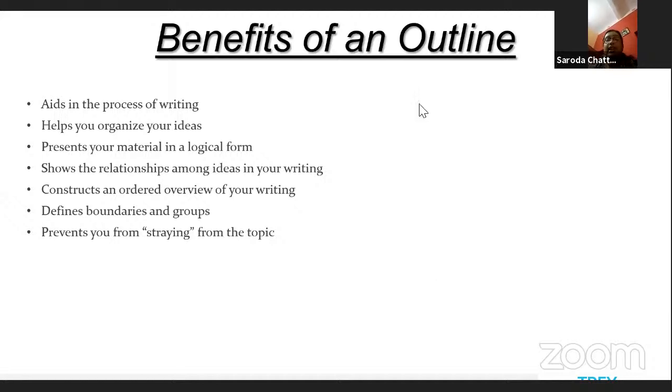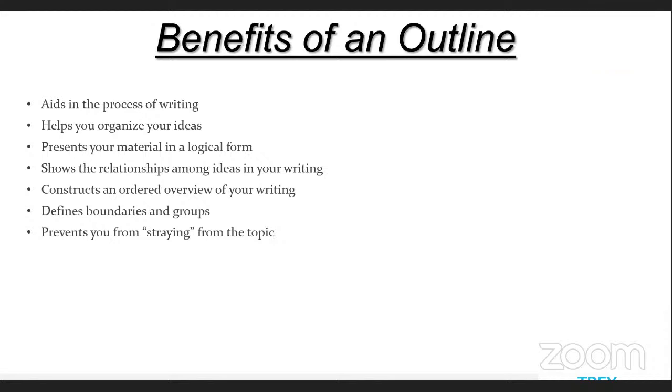Moreover, the logical relationship among the ideas of your writing, the total overview of the research, will be focused on in describing the benefits of writing a research paper outline. It defines boundaries and groups, and also prevents you from straying from the topic. That means every time you focus on the research paper, you should follow these specific outlines for gaining the effectiveness of a research paper. Next slide, please.